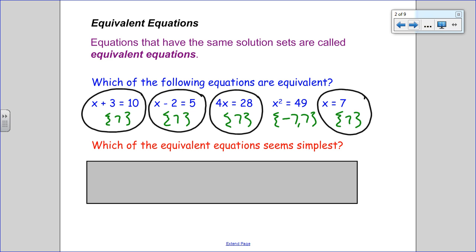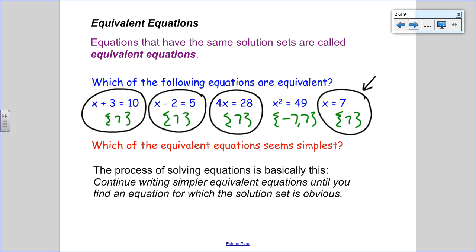Now, as we compare these 4 equivalent equations that have been circled, most people would say that the last equation, x equals 7, looks the simplest. And that's because the variable is alone on one side of the equal sign. Sometimes we say the variable has been isolated in an equation like this. This is an important idea because the process of solving equations is basically this. Continue writing simpler and simpler equivalent equations until you find an equation for which the solution set is obvious. And it can't get much more obvious than that last equation on the right, when the variable has been isolated.